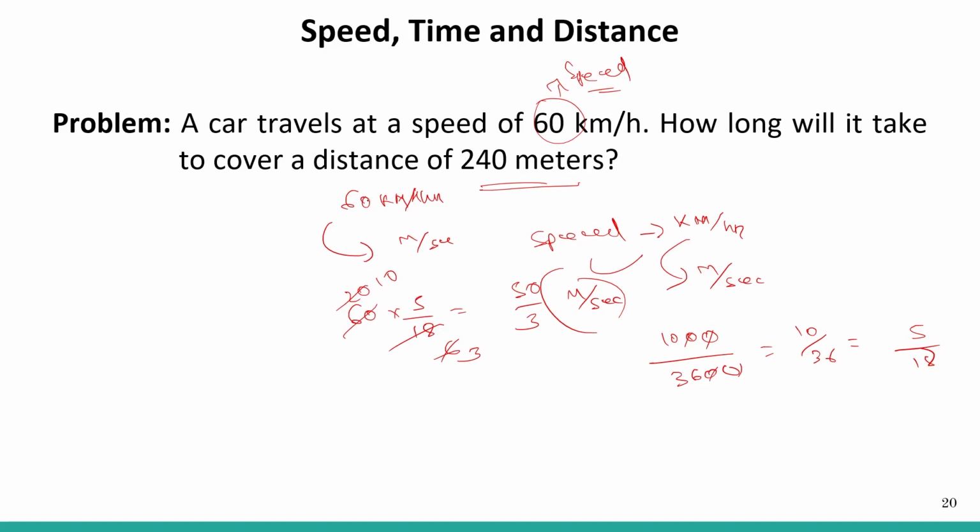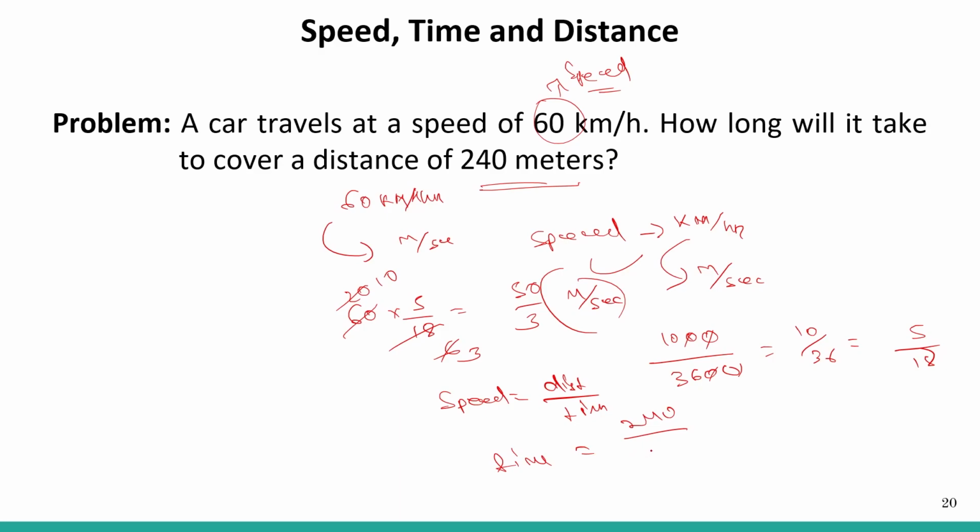Okay. So to cover a distance of 240 meters, we know the speed-distance formula, that is speed is equal to distance by time, right? So this is equal to distance, which is 240, divided by time, which we don't know. So let's take time to the left hand side and speed to the right hand denominator.